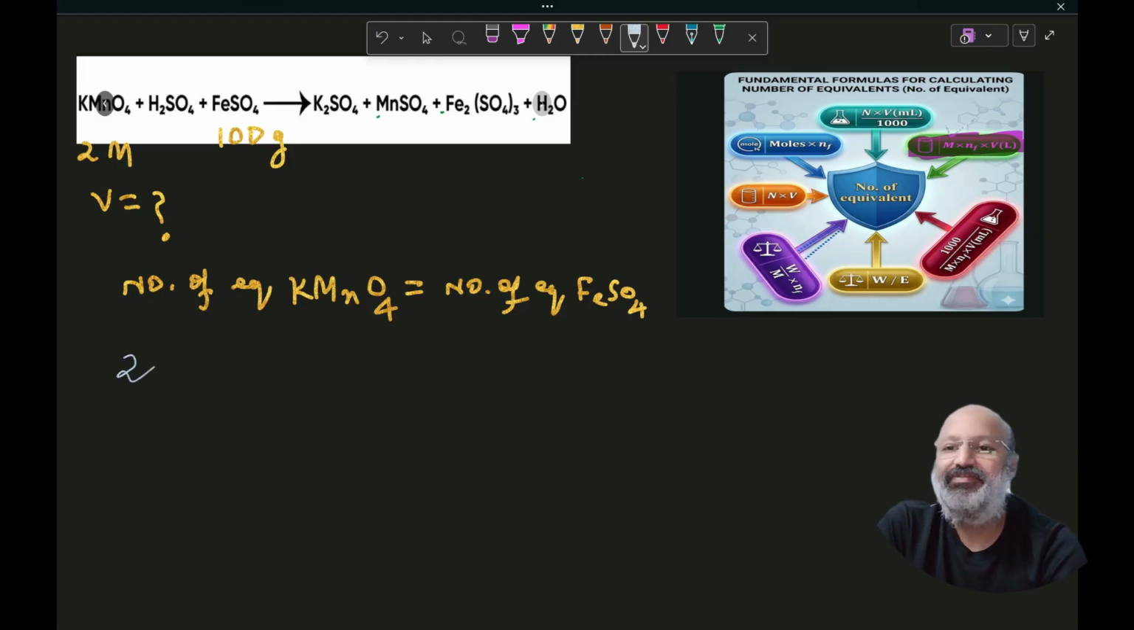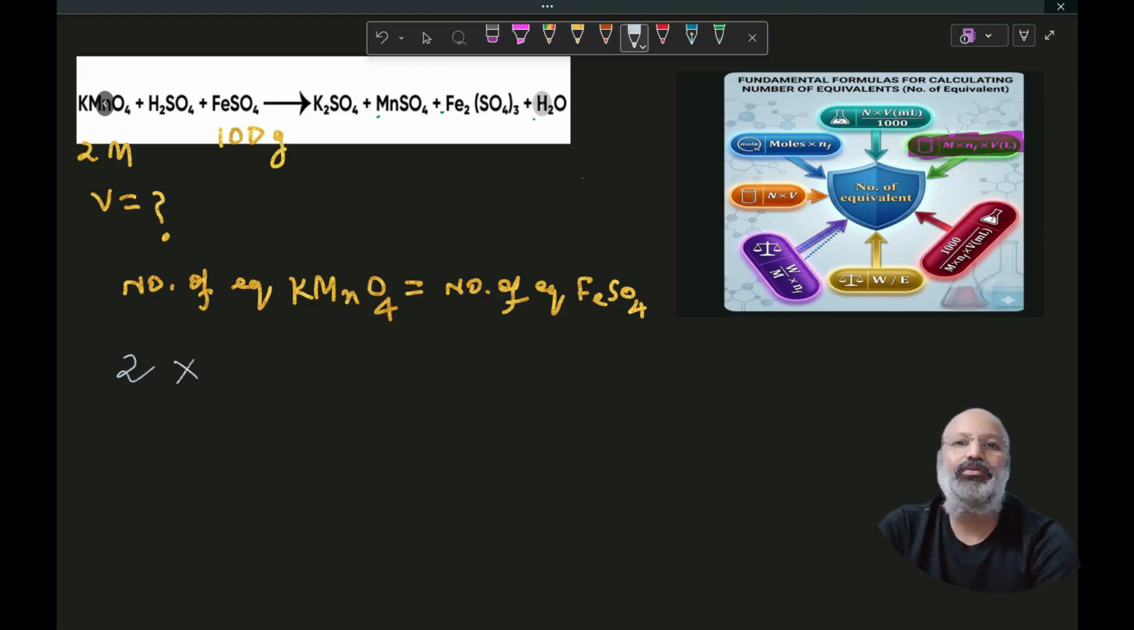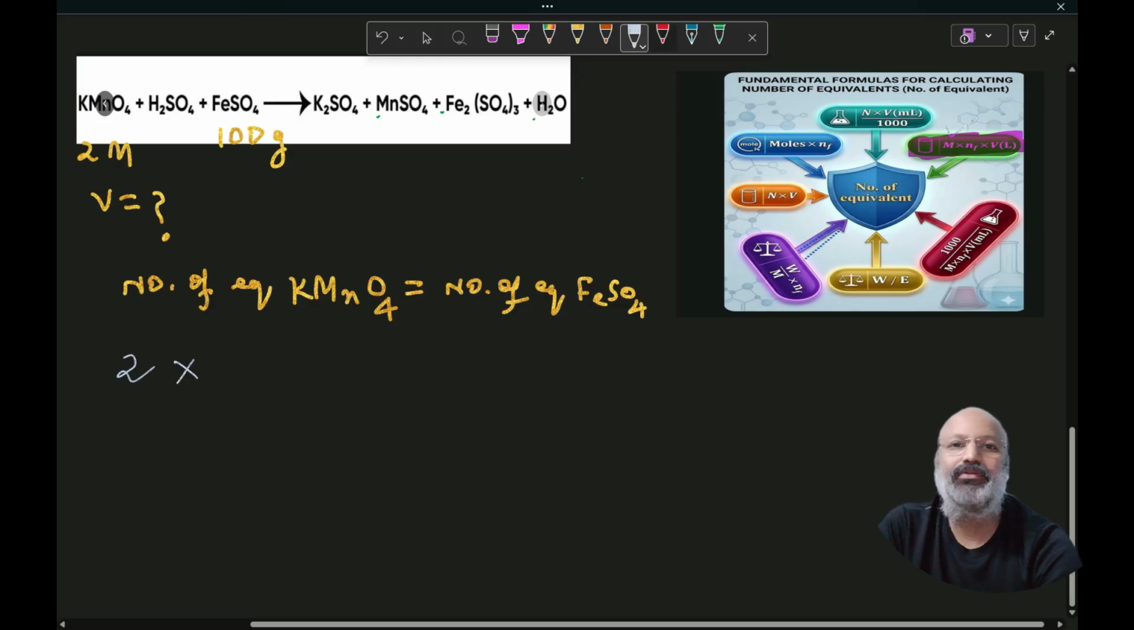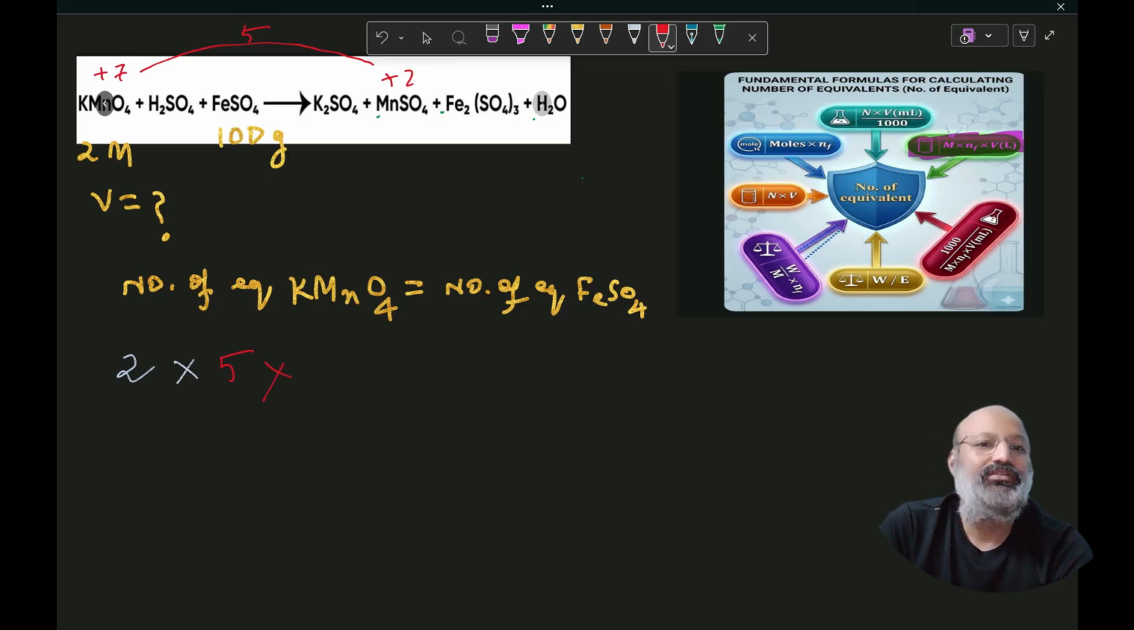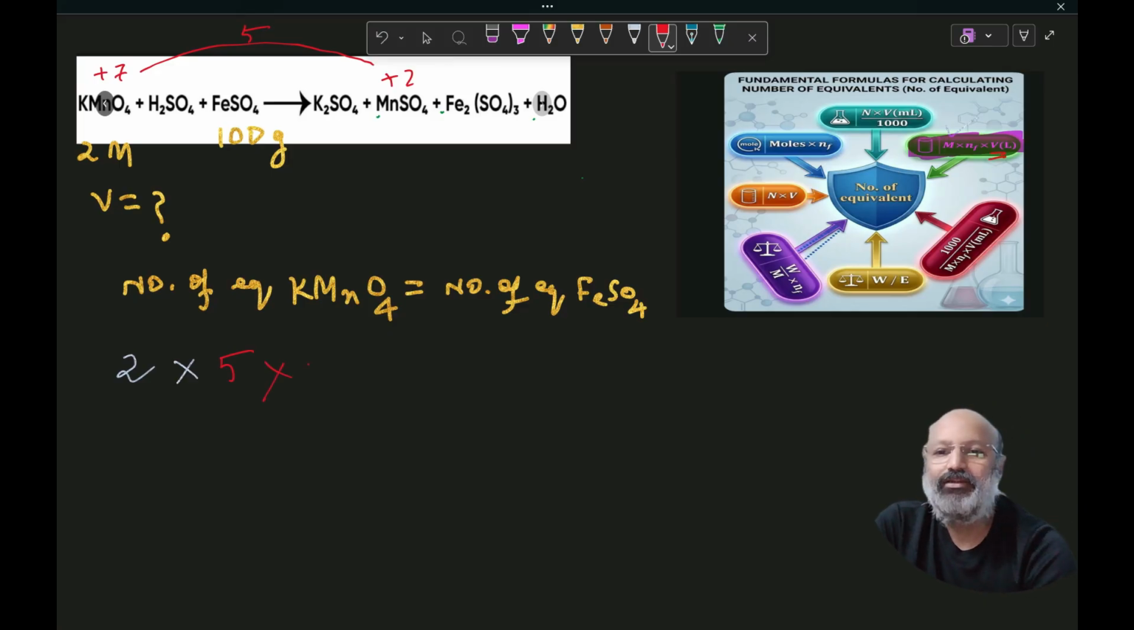And then the n factor of this KMnO4. Now, how to calculate the n factor of KMnO4? Already I have taught this. Let me show it again. It is plus 7, here it is plus 2. So you can see the difference in this case is 5. So this is the n factor, and I need to multiply by 5. After that, I need to write down the volume. This is volume in liter, so I have written volume in liter.